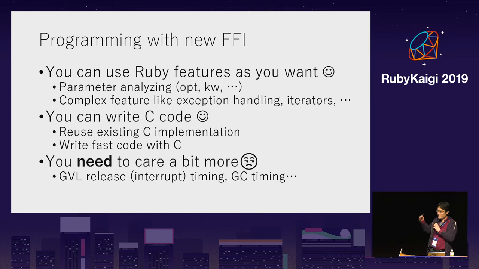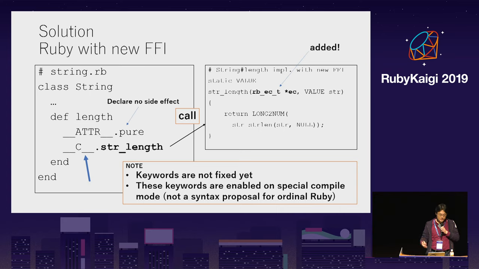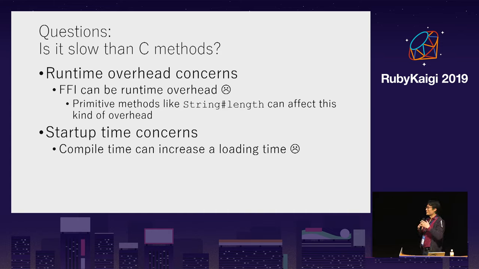Writing the MRI implementation in Ruby is my proposal, but if you care about performance, you may have two questions. Even if we use the new FFI, runtime overhead can increase, because primitive methods like string length can be affected by this kind of overhead. And second, if we write Ruby code for the Ruby interpreter, we need to load this Ruby code, so the startup time can increase. It will increase the loading time.